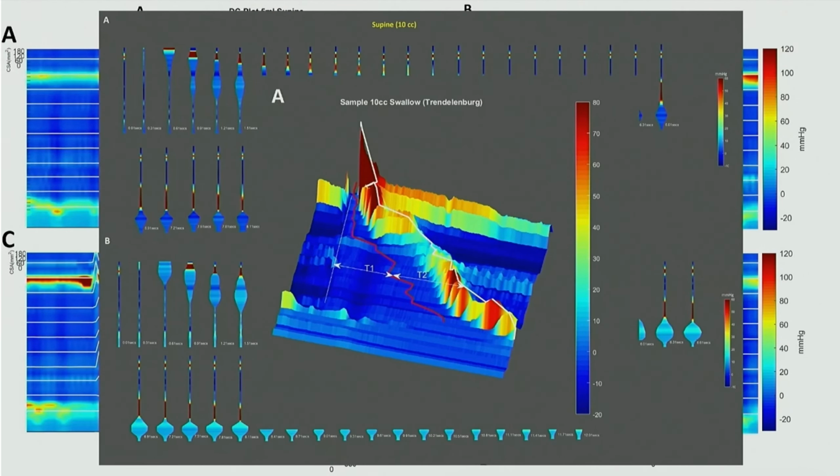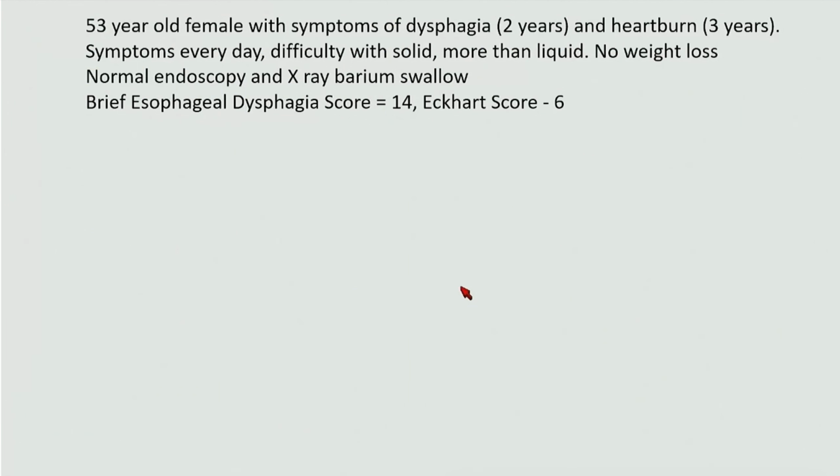Now, as I mentioned earlier, one of the parameters that we measured is T1. T1 is the time it takes from the onset of the swallow, of the pharyngeal opening, till the peak distension. And you can have the same thing for peak pressure. Now, before I get to the results, I just want to throw in a sample case.